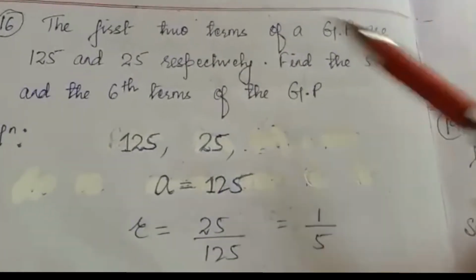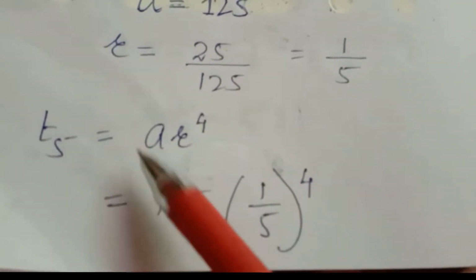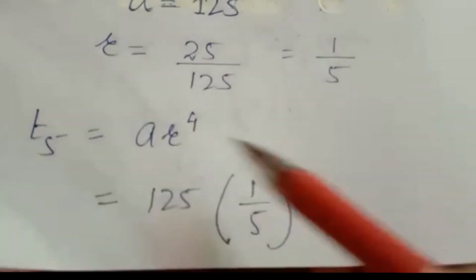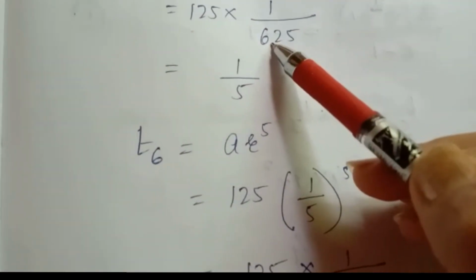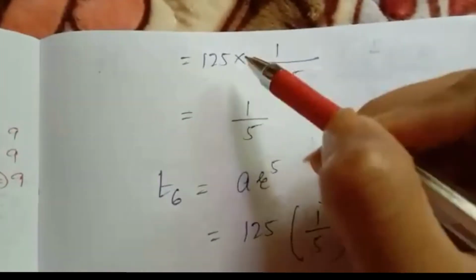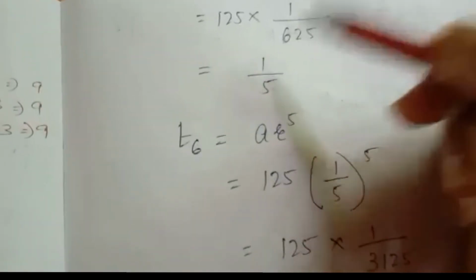We have to find the fifth term and sixth term. So the fifth term T5 is AR to the power 4. A is 125, R is (1 by 5) to the power 4. So 125 into (1 by 5) to the power 4, that is 625. When you cancel, you will get 1 by 5. So the fifth term is 1 by 5.